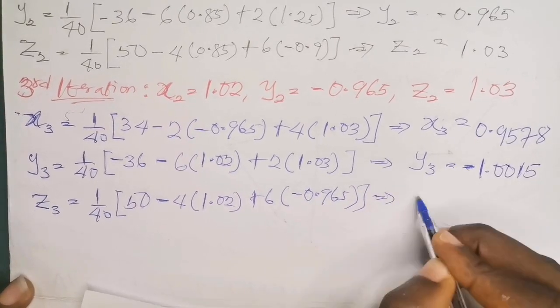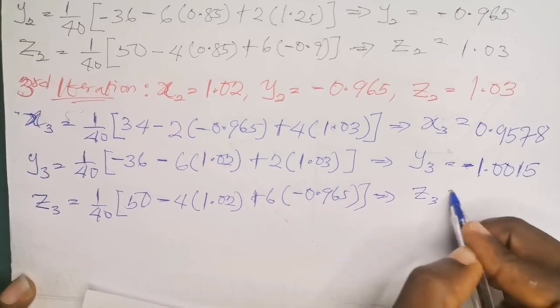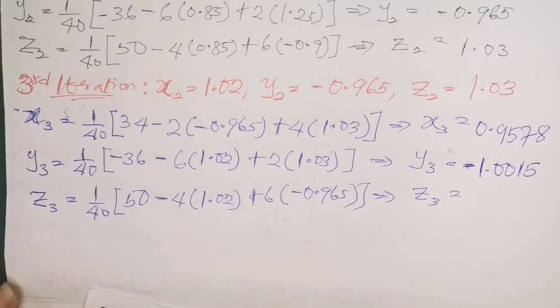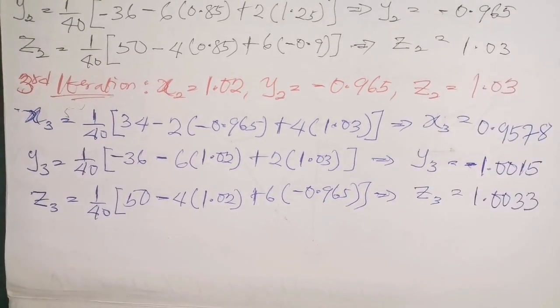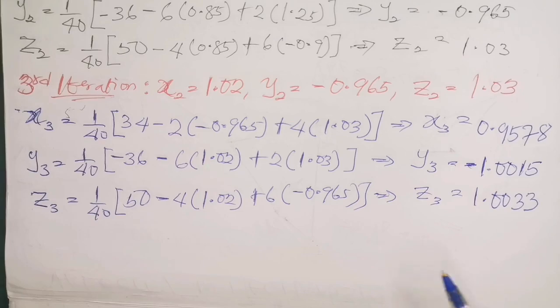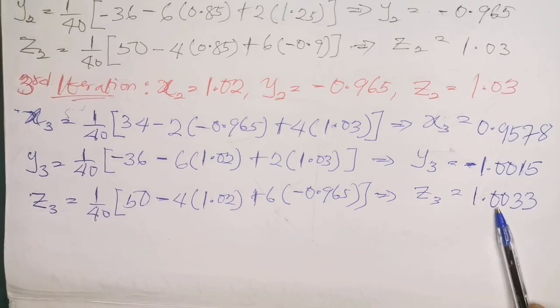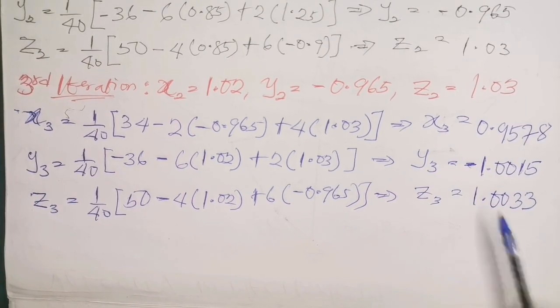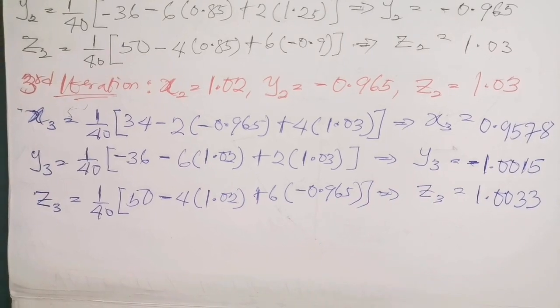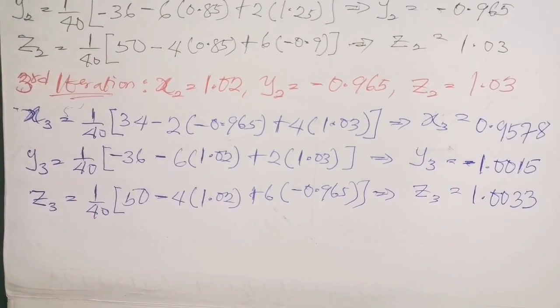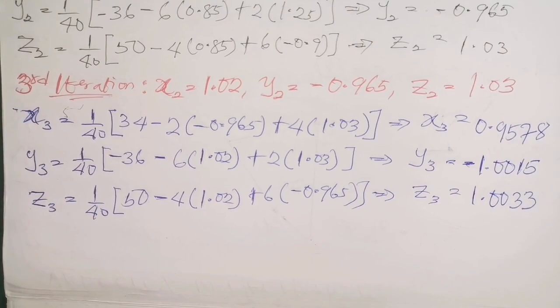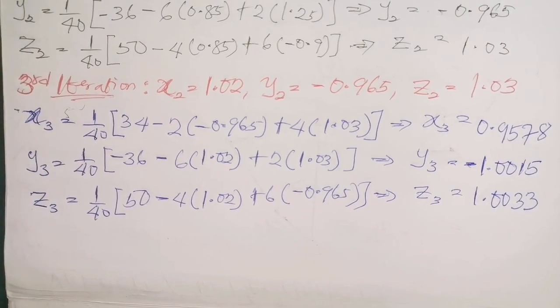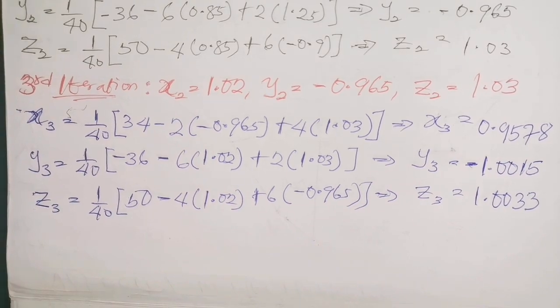So let's see what this gives us. This simply implies that z3 is going to be equal to, let's punch everything together. So upon final evaluation, we have the value of z3 to be equal to 1.0033 approximately. Okay, so we carry on now with the fourth iteration. Like I said, you start comparing when you carried out at least up to 4 iterations. That's when you start comparing the values of x, y, and z.